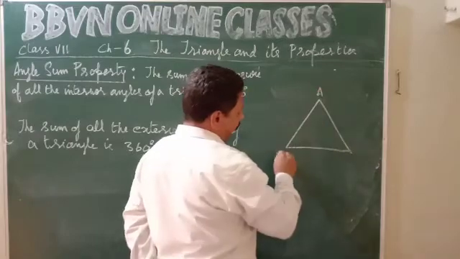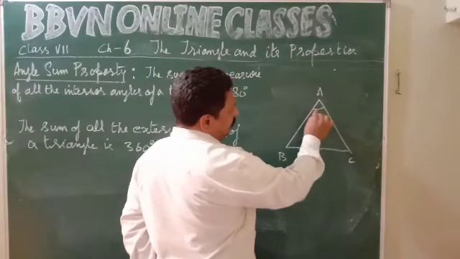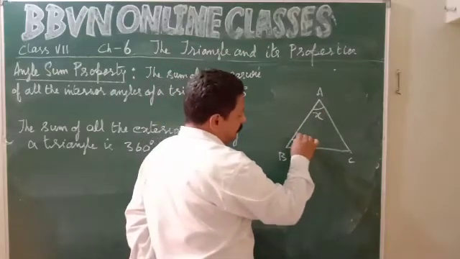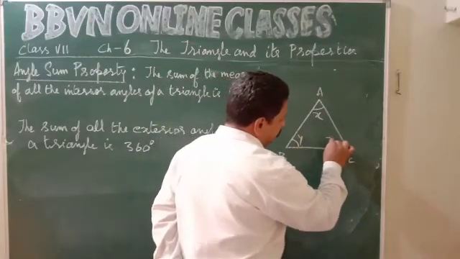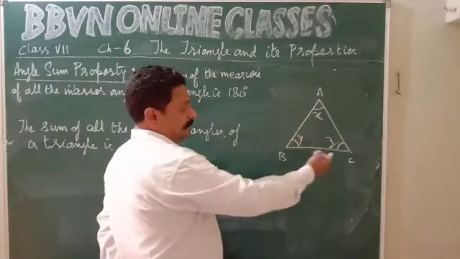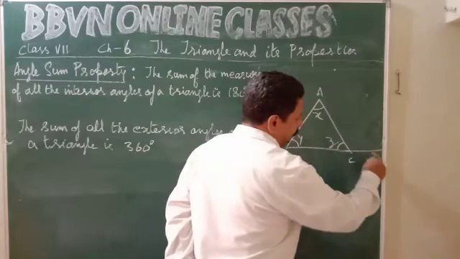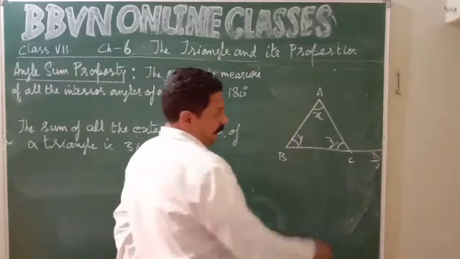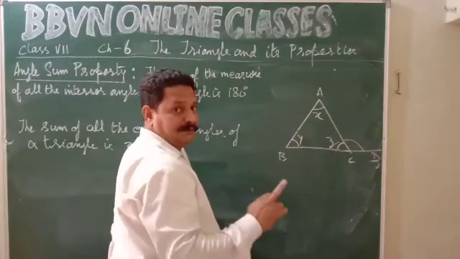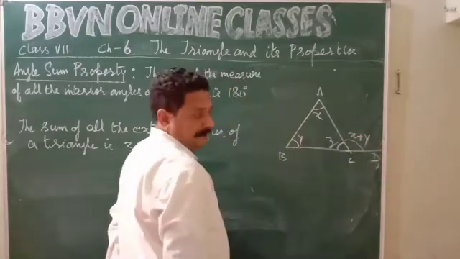I have a triangle ABC. Let us take the angles as say this is angle X. Its measure is X. Measure of this angle is Y. Measure of this angle is Z. Now I make 3 exterior angles because in a triangle we have 3 vertices. So BC is extended up to point D. As we have studied, the exterior angle is equal to the sum of 2 opposite interior angles. So this angle will be equal to X plus Y, right?